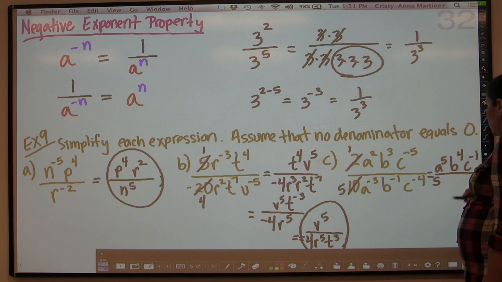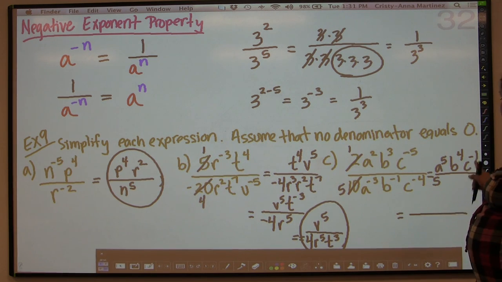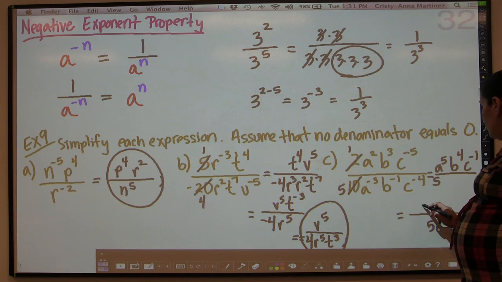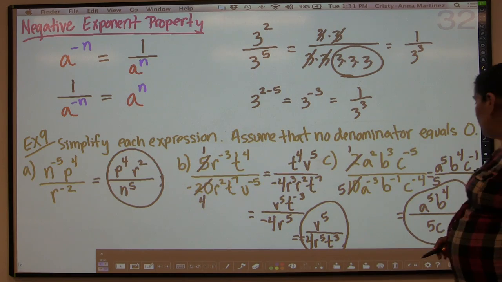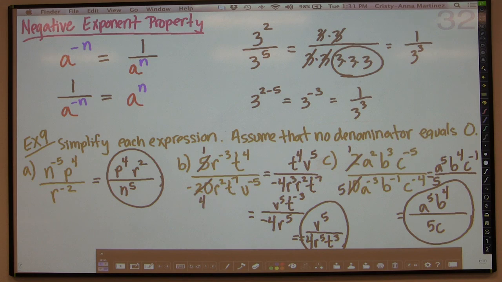And then finally we have negative 5 minus negative 4, which is negative 5 plus 4, which is c to the negative 1. So at the end, the only variable that still has a negative exponent is c. So c needs to go to the bottom with the 5, and then it'll be to the positive 1 power. And then a to the fifth and b to the fourth can stay chilling on top. And there would be your final answer for c.